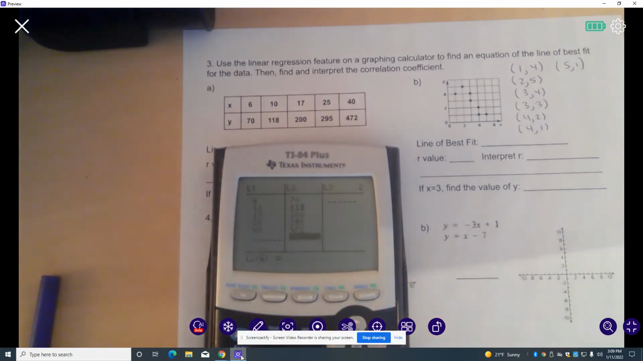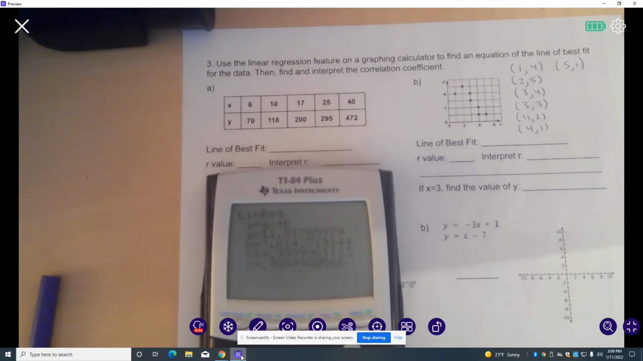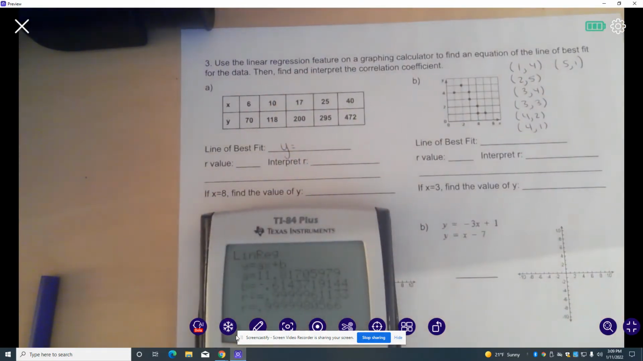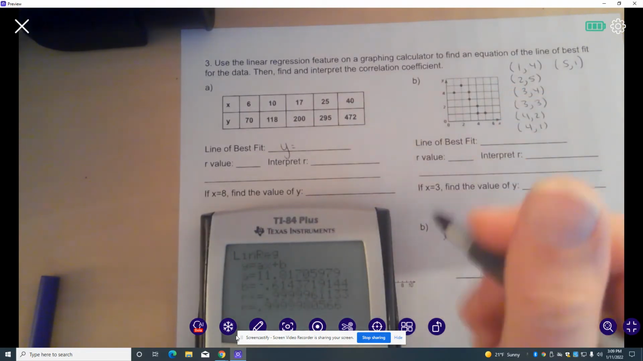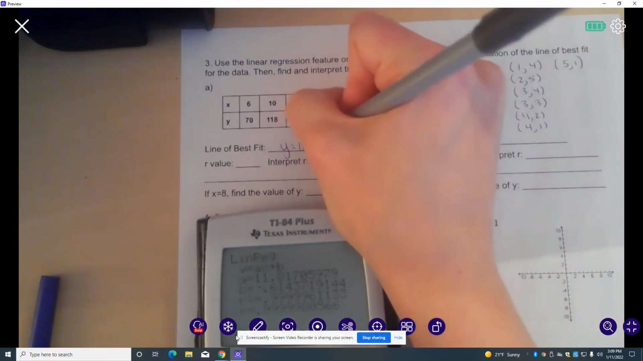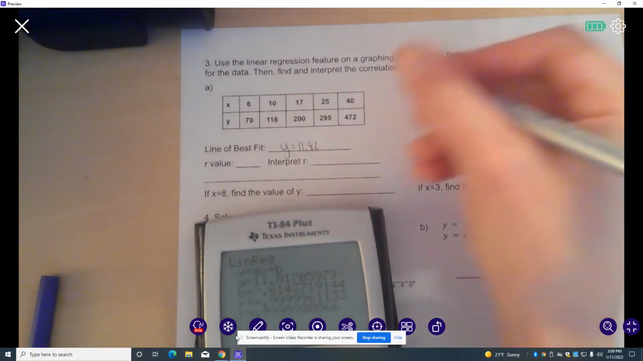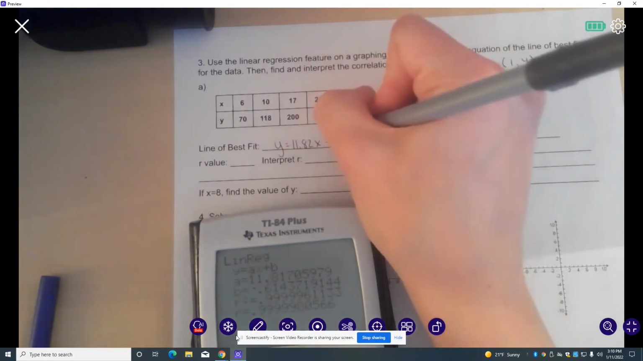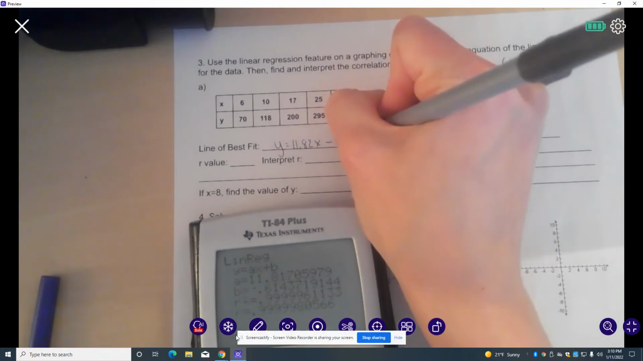So once I have everything typed in, I'm going to hit Stat again, go over to Calc, and then down to choice 4, linear regression. And we're going to hit Enter twice. So this tells me that my line of best fit is y equals, A is 11.82. They don't tell me what place value to round to, so I tend to round to the hundredths place. x plus B, which is negative 0.61.